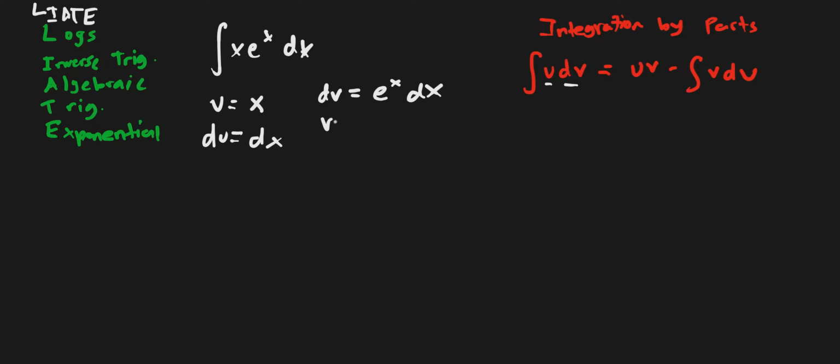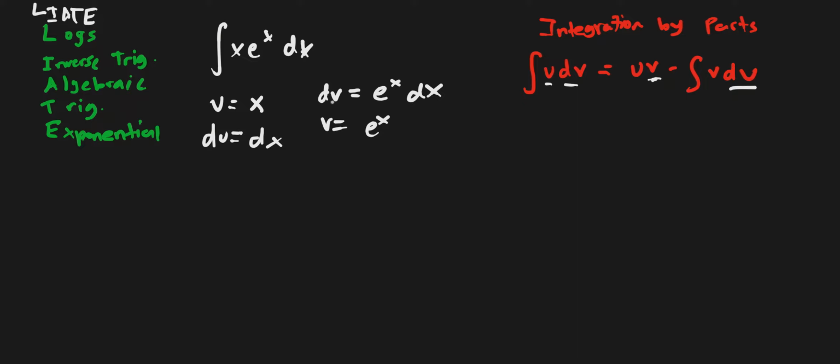I want to find v, so I'm going to find the antiderivative of this. And that's just equal to e to the x plus c, which we don't need because that plus c is not going to be useful. And notice that we have everything that we need, so we can plug it into the integration by parts formula. We have the u, we have the dv, we have the v, and we have the du. So again, the integration by parts formula is really powerful, but the integration by parts formula comes from the product rule. So that's one thing that is good to know.